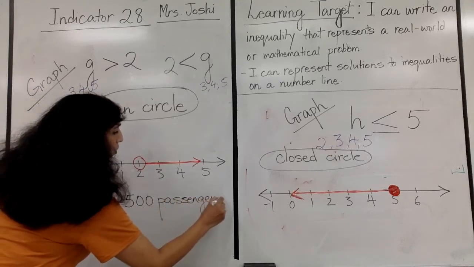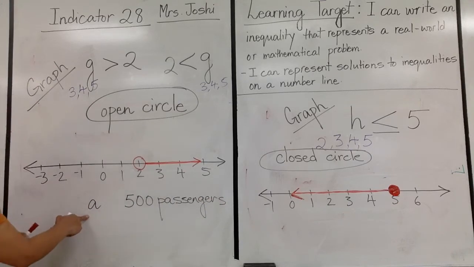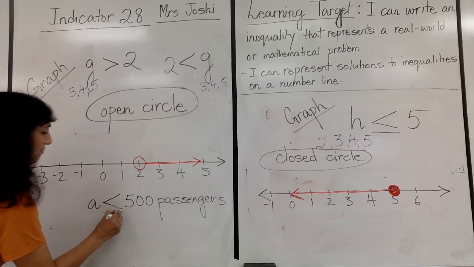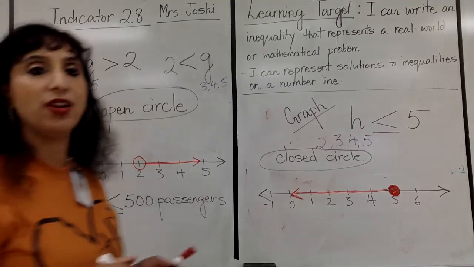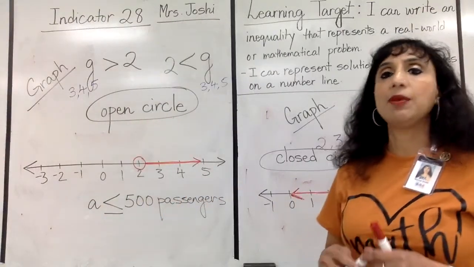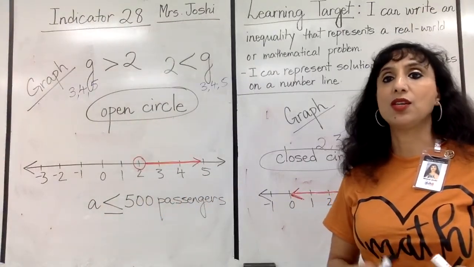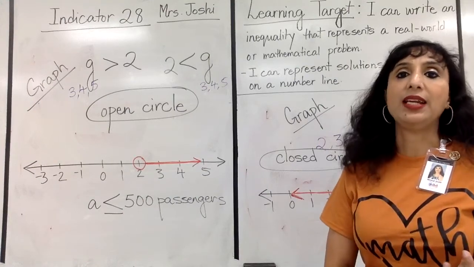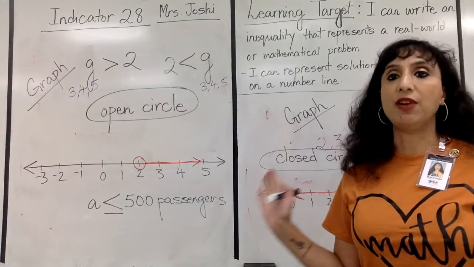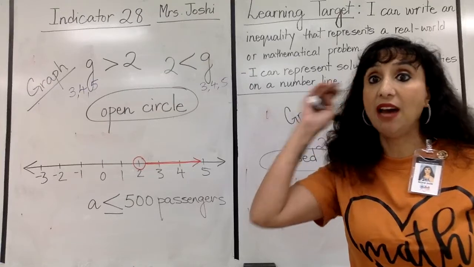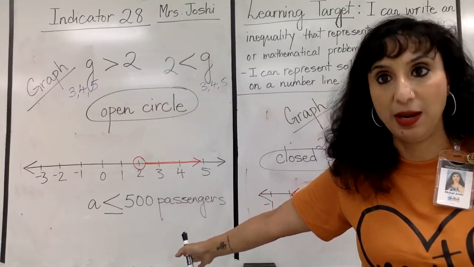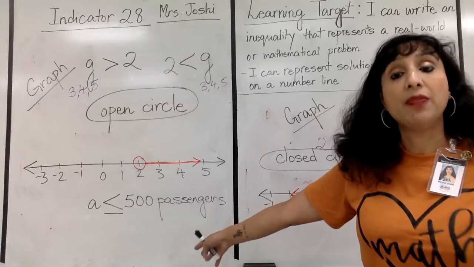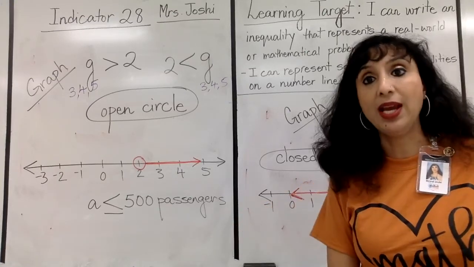Okay. So my inequality would be the number of people that can be carried by this airplane are either less than 500 or equal to 500, because I said at most 500, or that's the maximum amount it can carry. All right, so the airplane can carry at most 500 passengers. Think about it in your head. If I have 510 passengers, that plane is not going to take off from the runway because it's going to be heavier than the capacity.